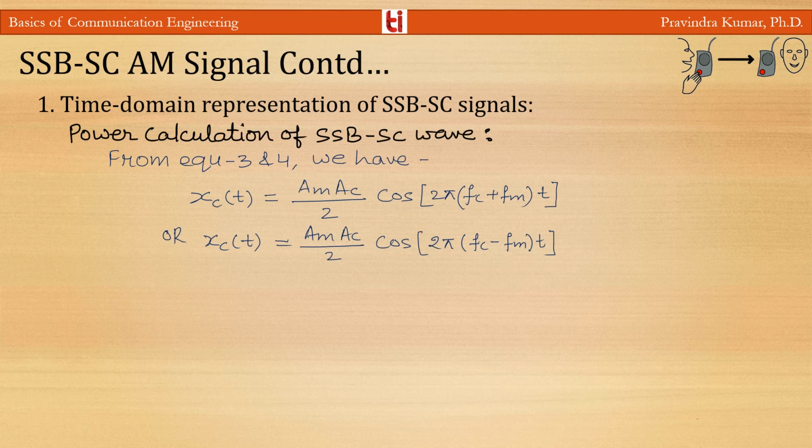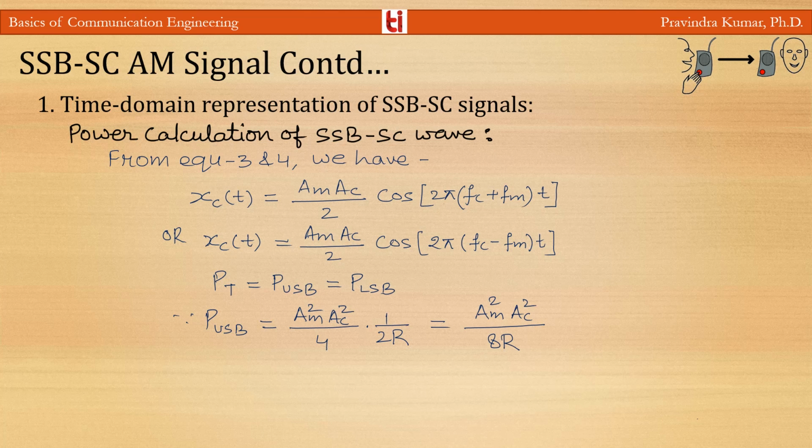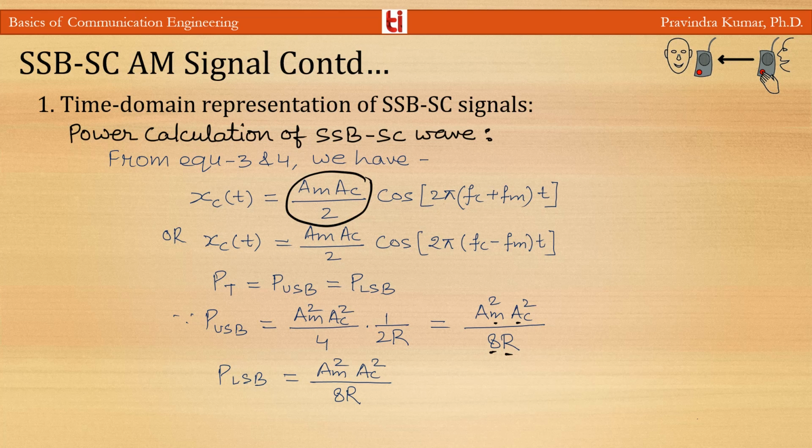From equations 3 and 4, you know xc(t) for the upper sideband is Am Ac by 2 cos 2 pi (fc plus fm) t, and for the lower sideband Am Ac by 2 cos 2 pi (fc minus fm) t. The power of the SSB-SC signal is equal to the power of any sideband frequency component, that is, the transmitted power will be the power of the upper sideband or the power of the lower sideband. And you know the power of the upper sideband is (Am Ac by 2) whole square into 1 by 2 RL. So it will be Am square Ac square by 8R, and similarly for the lower sideband it is Am square Ac square by 8R.